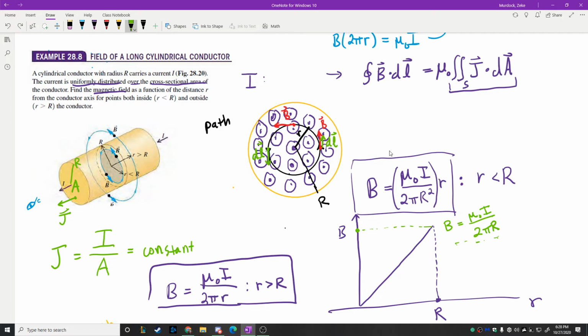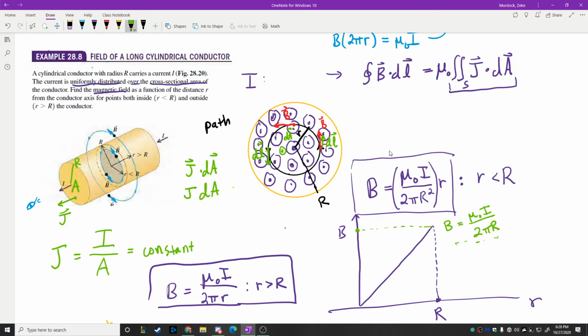It's basically going to be pointing out of the page too. It's so hard to draw this in here with all these other little things, but your dA is out of the page too. So you have J dot dA. They go in the same direction, so again, it's going to be J dA like this.